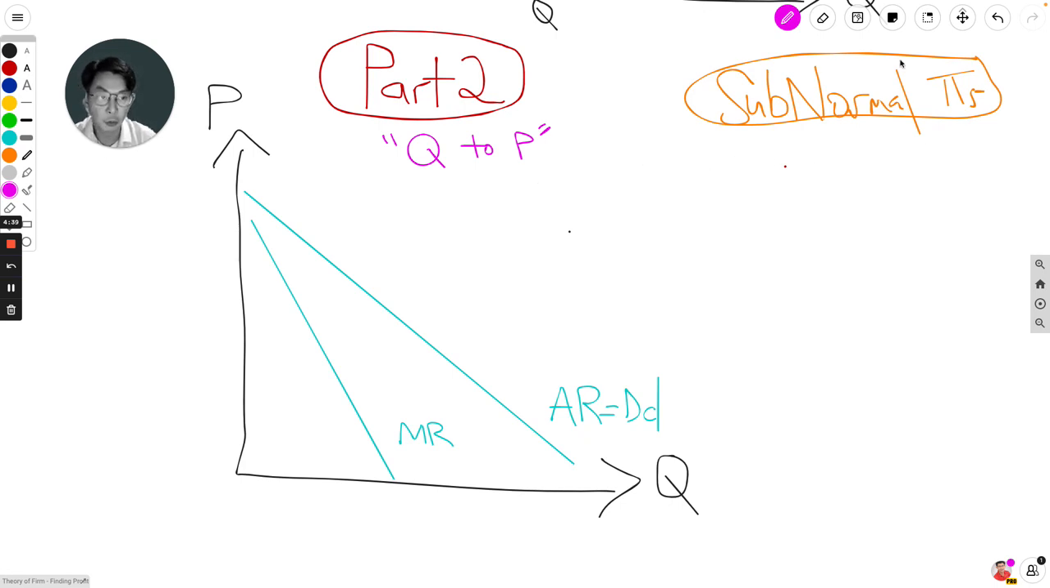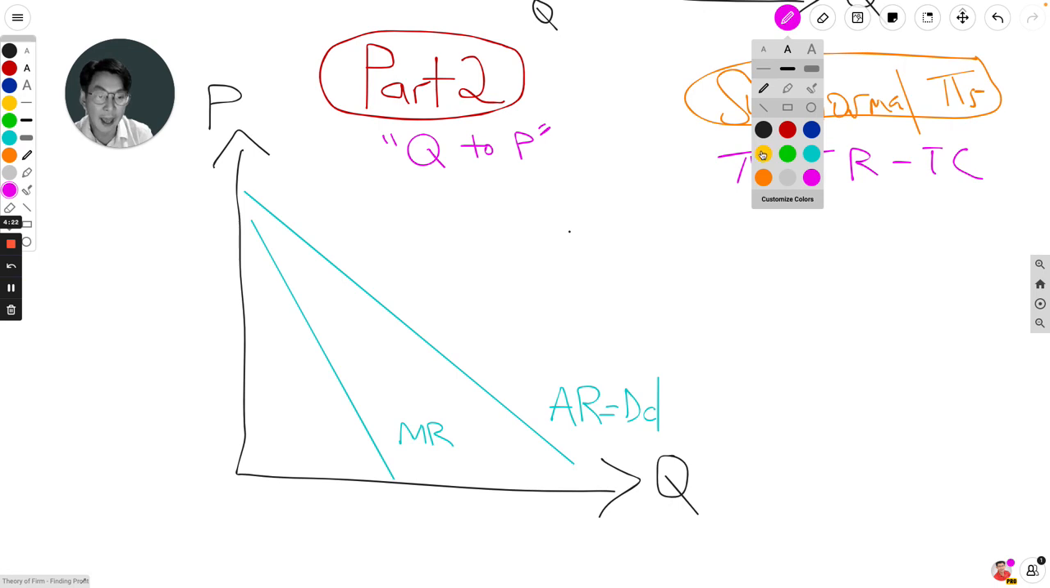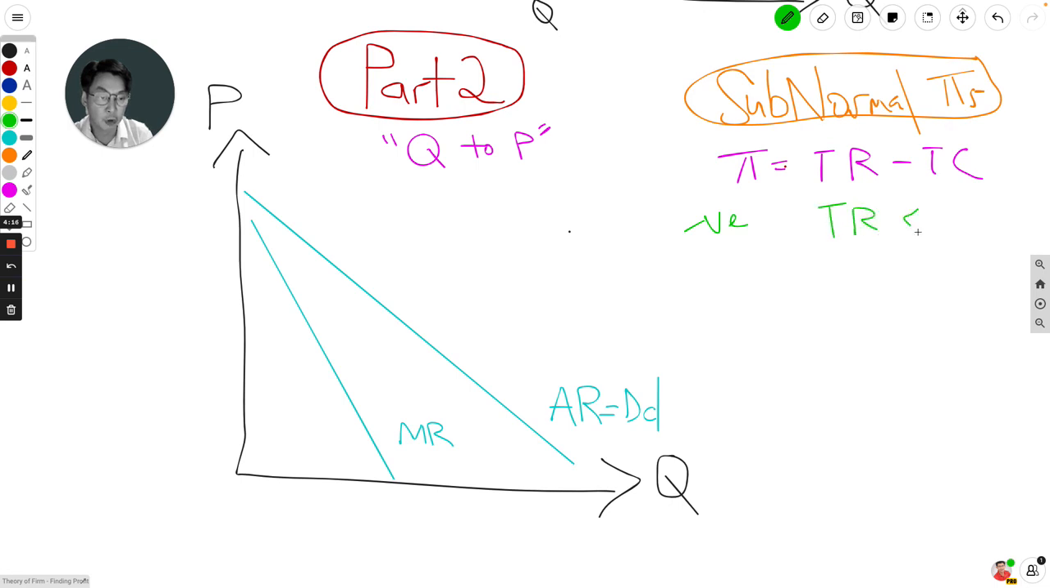Now in part 2, we want to draw subnormal profits. What on earth is subnormal profits? So you have your profit equals to total revenue minus total cost. Subnormal profits is when your profit is actually negative. Okay, so negative. Alright, which means your revenue is less than your cost. So if we break it up again, it also means your average cost is greater than your average revenue.